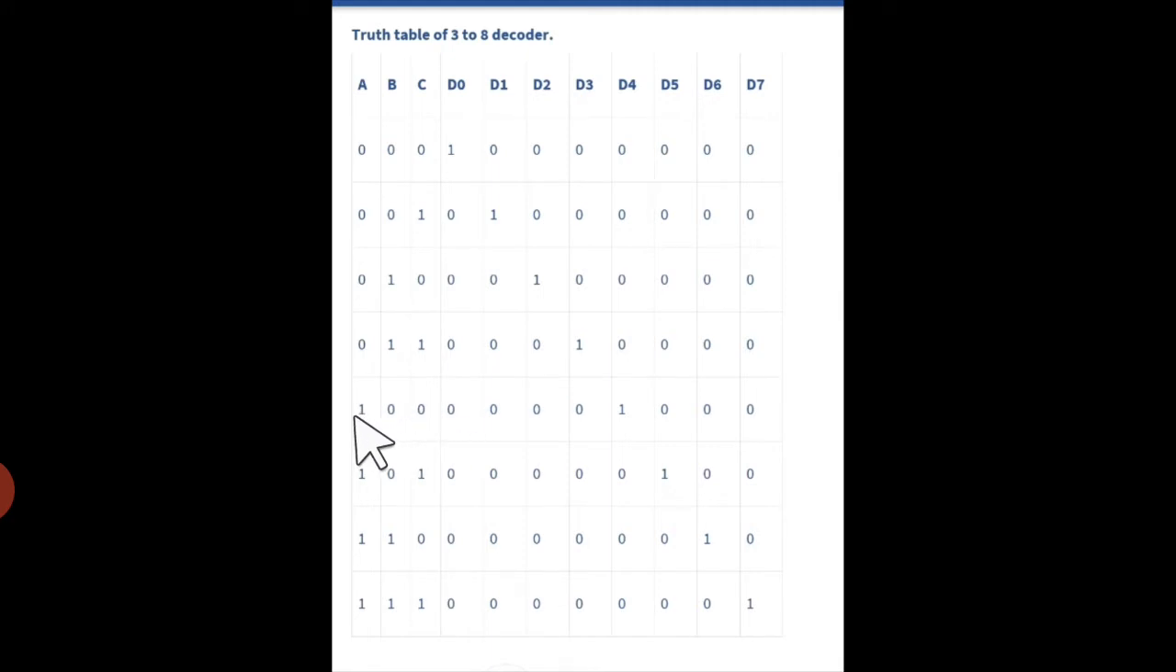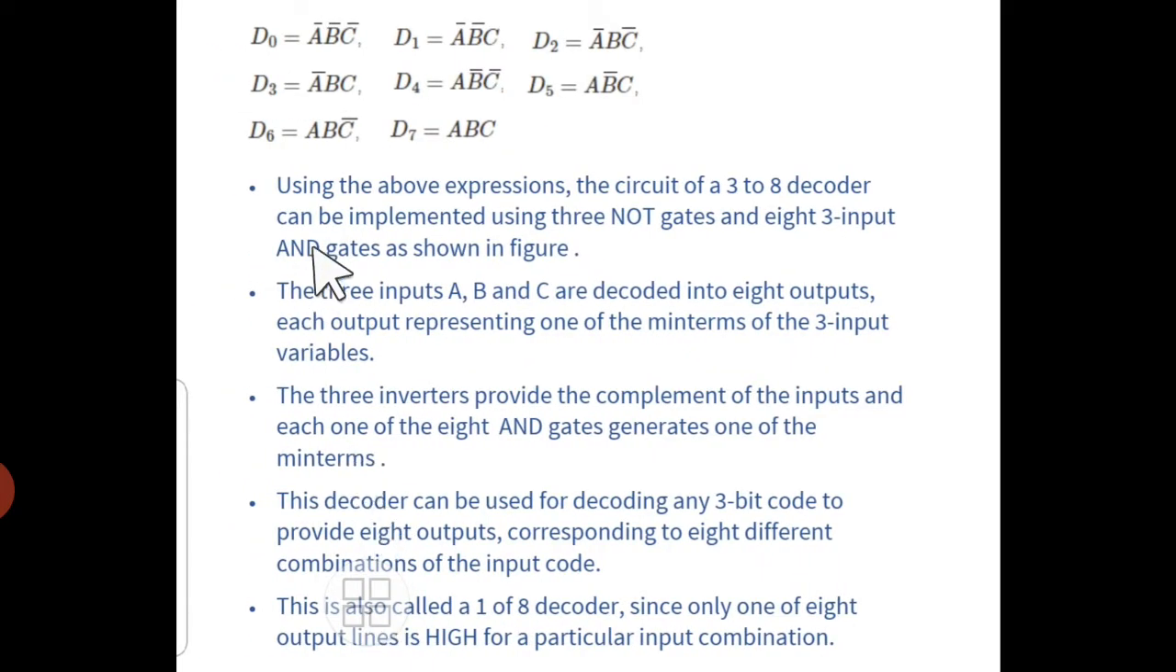So A is not 0, it is 1. So A, B complement, C complement. Similarly, for the last row, it is 1 1 1. So here it was A, B, C, because no 0 is present, so no complement is there. And this you can understand here better.